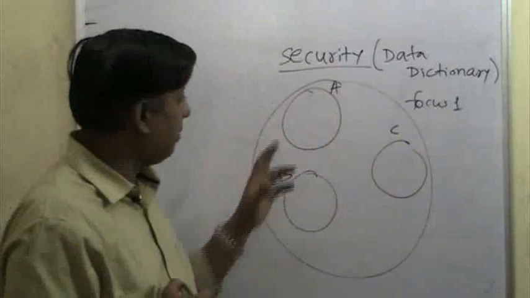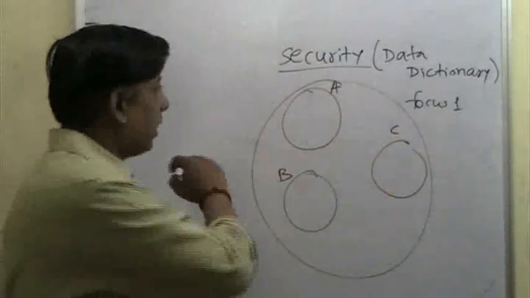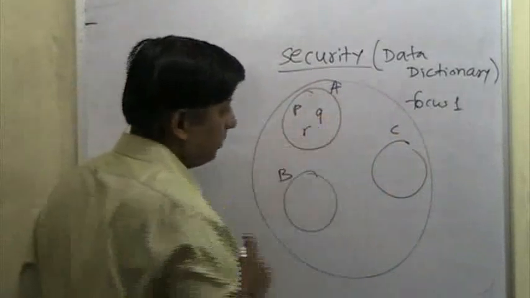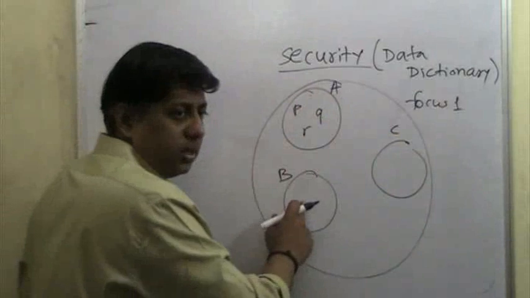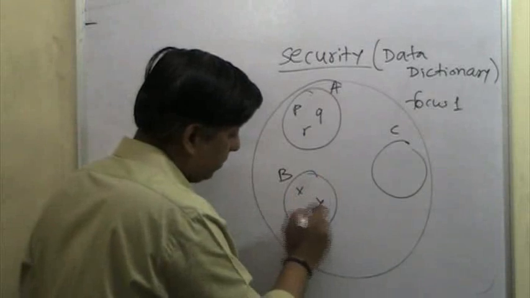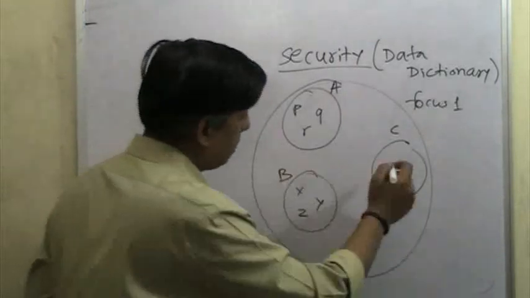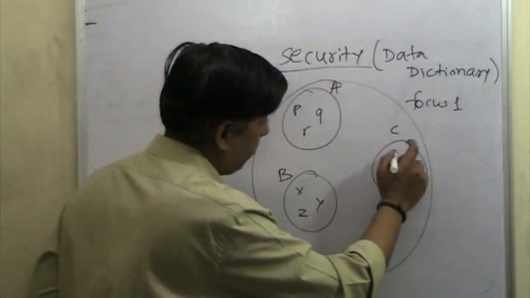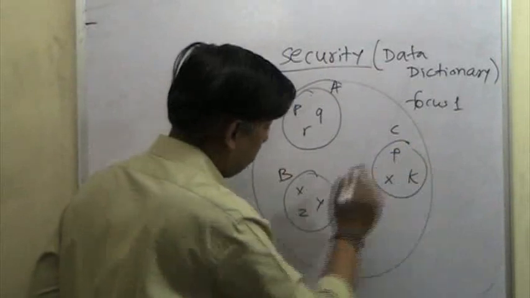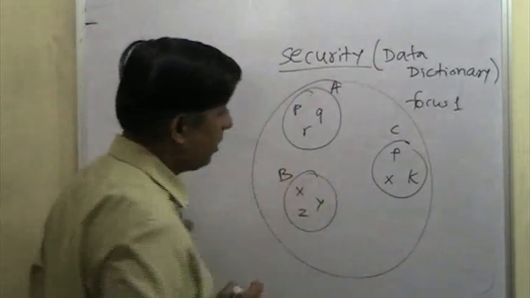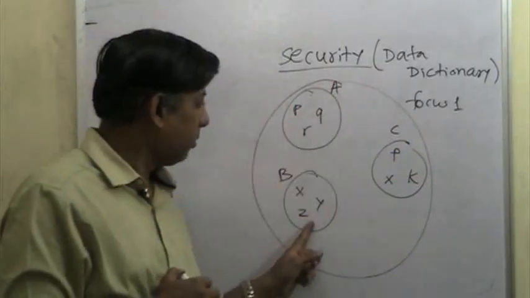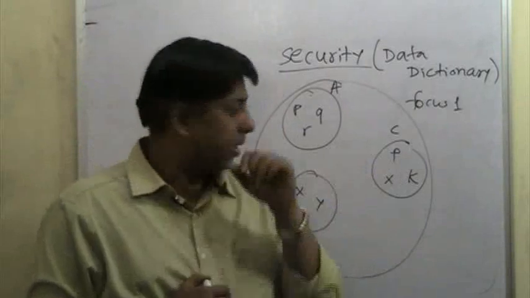But let us say the DBA has created these 3 users, and user A logs in and creates tables called P, Q and R. User B logs in, he creates tables X, Y and Z, and user C creates tables, let's say P, X and K. Okay, now let us see whether I can explain this. These are the tables created by user A, these are the tables created by user B, and these are the tables created by user C.